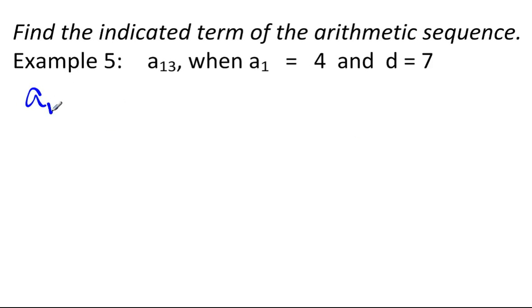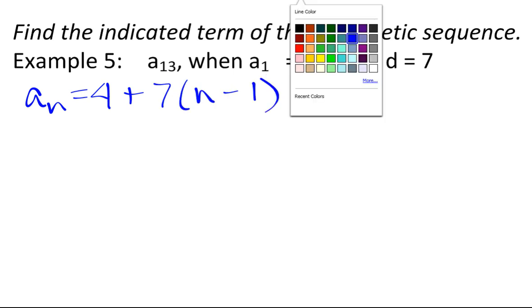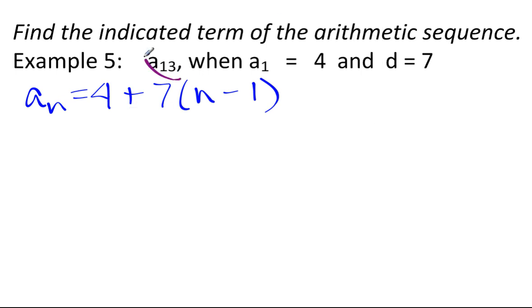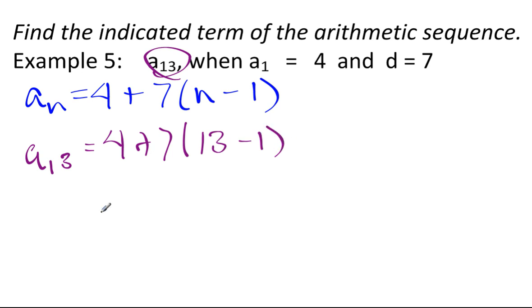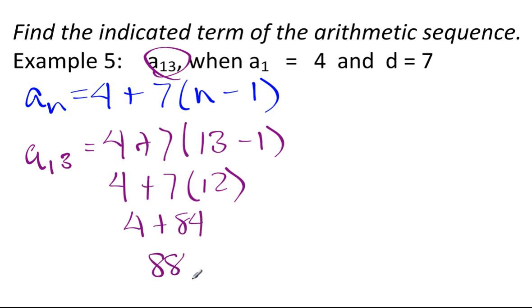Alright, so our a sub n is going to be our first thing, which is 4, plus our difference, which is 7, times n minus 1. So that's just where it is. Let's go with purple. I like purple. Who doesn't like purple? Now if we want to find a of 13, then we're going to go 4 plus 7 times 13 minus 1. And then you use your order of operations, and 84 plus 4 gives me 88 for my a of 13.